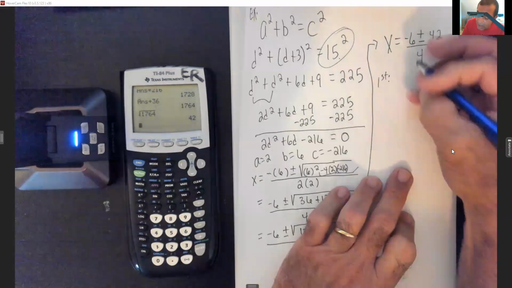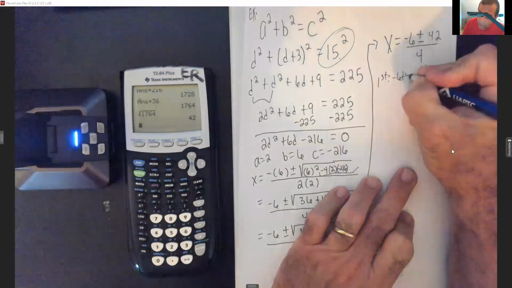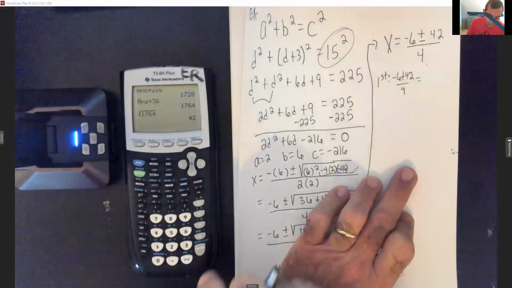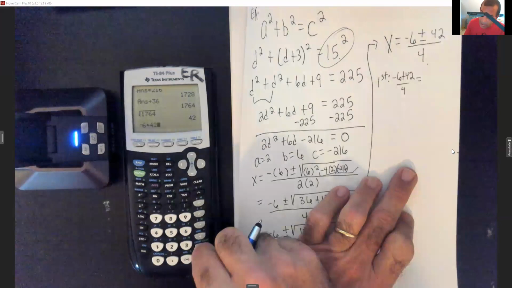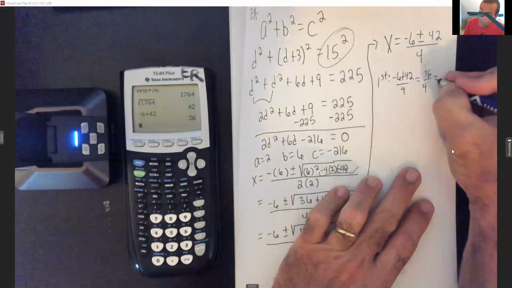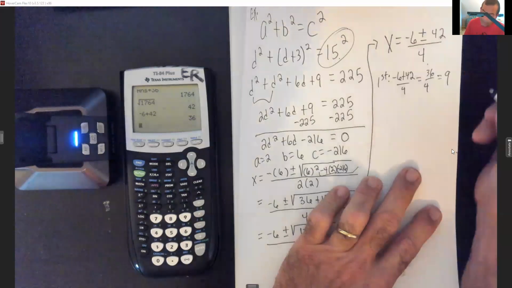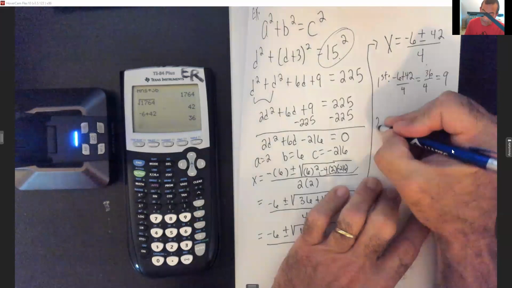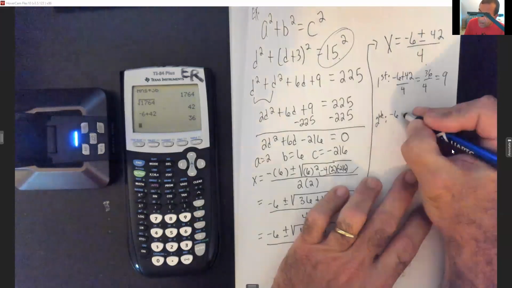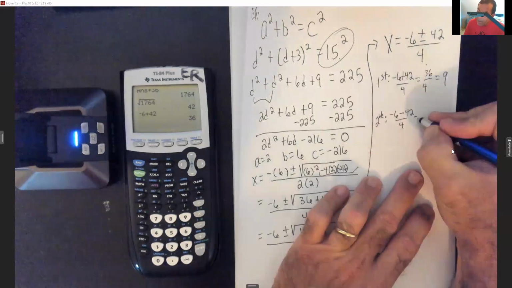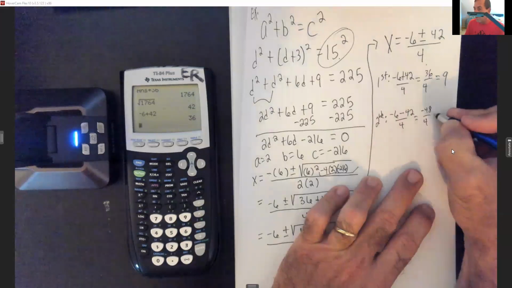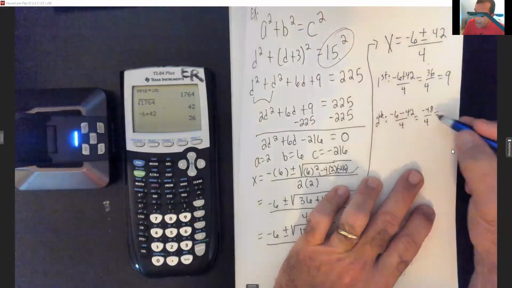So first you do -6 plus 42 over 4. All right, so -6 plus 42 is going to give me 36. And that's going to be 36 divided by 4 gives me 9. Second answer is going to be -6 minus 42 divided by 4. That'll give me a -48 divided by 4. And then -48 divided by 4 is a -12.